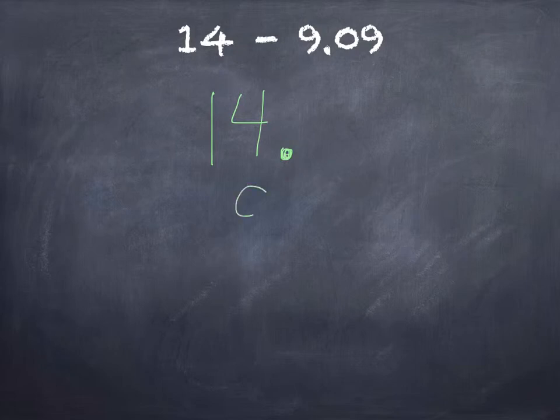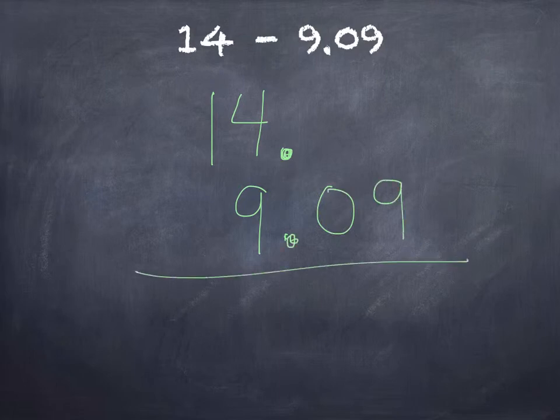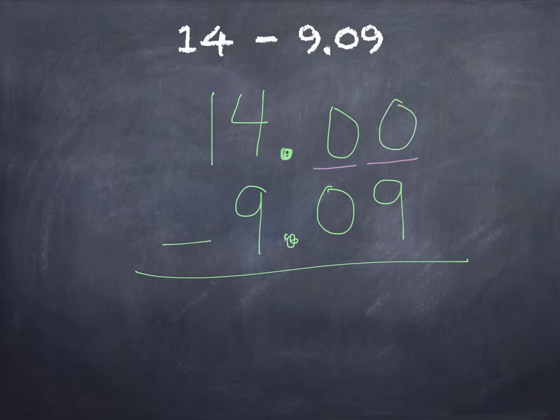Now, if I were to line up my decimals, all of a sudden, I am missing some numbers right here. In order to fill that, we have to annex zeros in to fill my spaces, because I can't take 9 away from nothing. I have to give it something. Even a 0 is something compared to nothing.